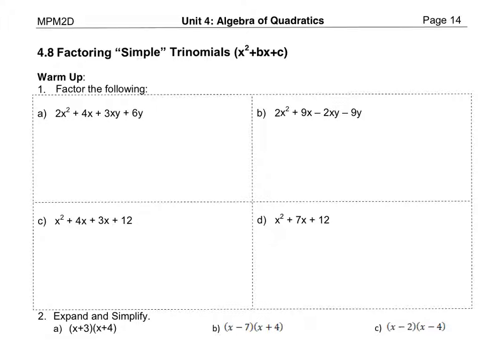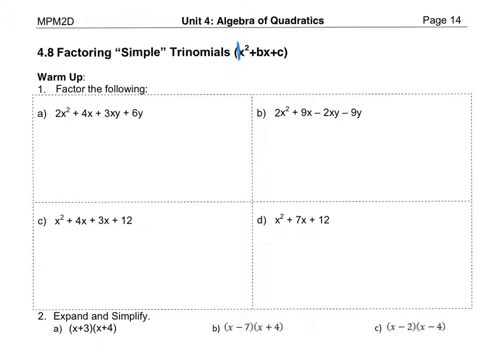We're factoring simple trinomials here. Simple trinomials are ones that have the format of ax squared plus bx plus c. So the coefficient of the x squared is actually a 1 to make it simple. If there's a number other than 1 there, it's no longer considered to be a simple one. It's more of a tricky trinomial. That's what I call it anyway.